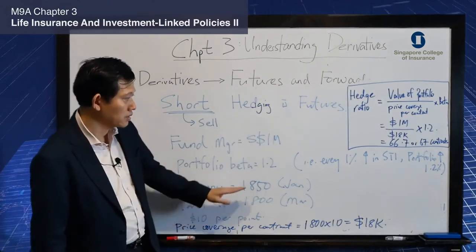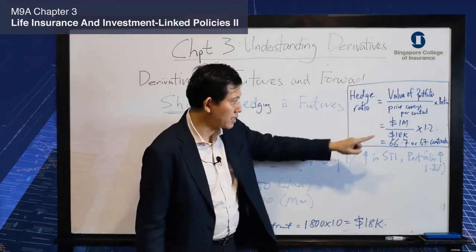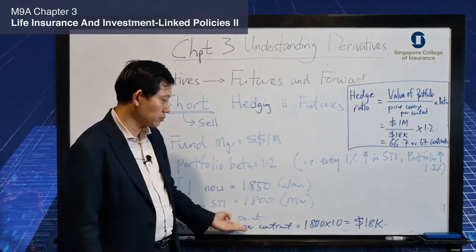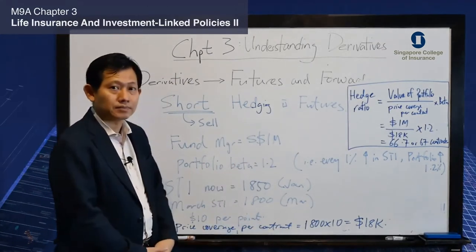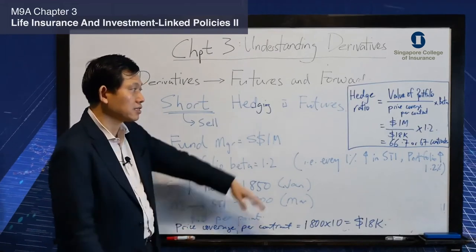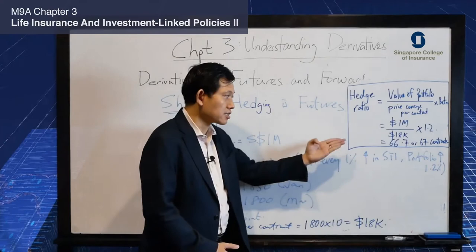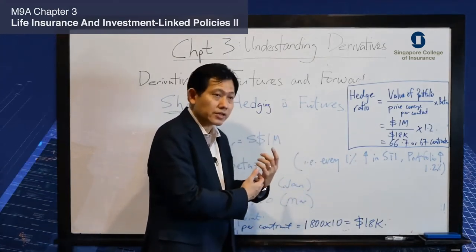Hedge ratio is the value of the portfolio, $1 million, divided by the price coverage per contract of 18,000, multiplied by the portfolio beta. In this situation, the portfolio beta is 1.2. This gives rise to 66.7, or we round up to 67 contracts.